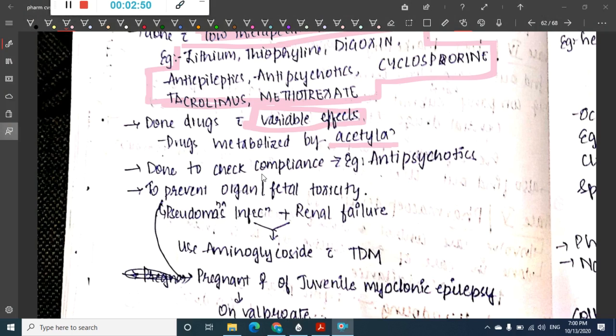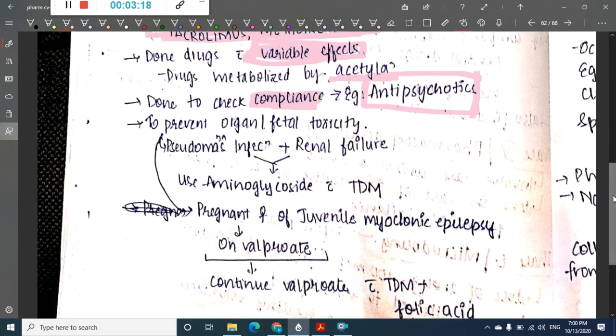This therapeutic drug monitoring can also be done to check the compliance of the drug. What does checking compliance mean? That means there are some drugs, like antipsychotics and antidepressants, where the patient may not use them properly. The reason may be anything, but because the patient himself does not accept his illness, they may not use the drugs properly. So in order to check the compliance also, you can do therapeutic drug monitoring.